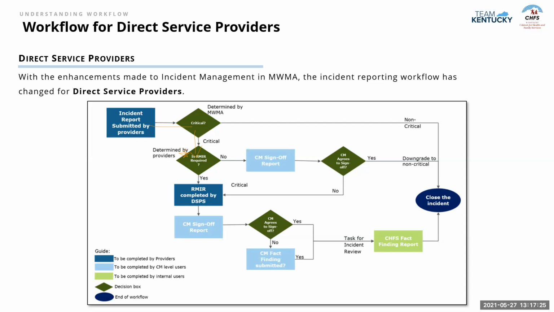They will indicate that on the screen, and again, we'll show you the screen here in a bit. After they indicate that, yes, an RMIR is required, a task is then sent to our direct service provider supervisor to do the RMIR. Then the incident moves through as we described in our last scenario. I know this is a lot of information, but again, I would encourage you to look at your own version of this workflow and follow along as we go through a few incidents to demonstrate the way that this works.